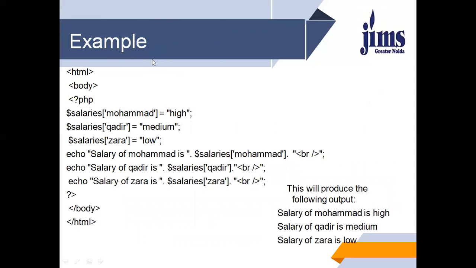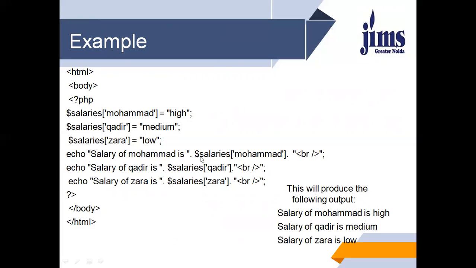Let's see the example. Here your array name is salaries, and the key is the name of the employee. Suppose Mohammed is the name of the employee and the value is high. Likewise, $salaries['Qadir'], this is the key, the value is medium. Then again Zara, you are assigning low. So here you want to print the salaries. So echo "salary of Mohammed is " . $salaries['Mohammed']. So how will it be executed?